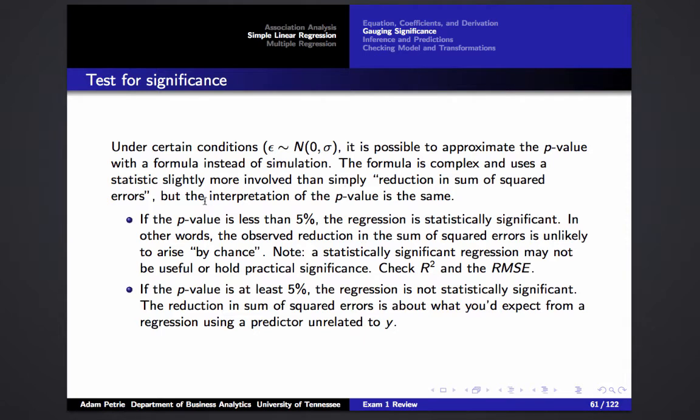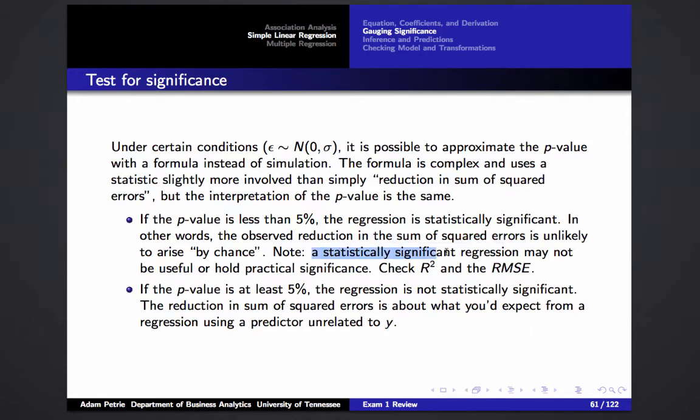Okay, so our overall rule for significance is looking at the p-value and seeing if it's less than 5%. If it's less than 5%, we say the regression is statistically significant. The reduction in the sum of squared errors that it achieves is unlikely to have arisen by chance, had we predicted y from just a regression using no information about y at all. And that's all that it says, that the reduction is unlikely to happen by chance.